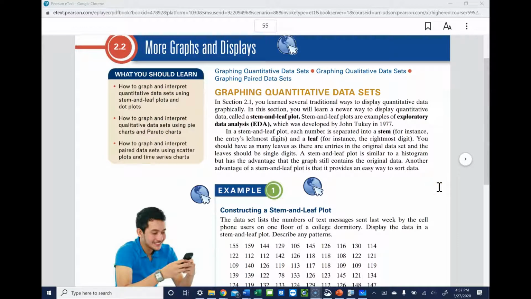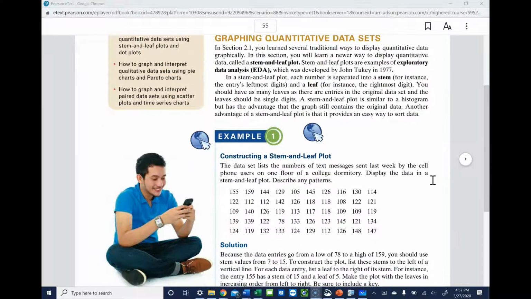We're on 2.2. 2.2 is more and more of what we did in 2.1. It's just more graphs and displays of statistical data. The first thing we talk about here is a stem and leaf plot. It's an example of exploratory data analysis. It was developed by John Tukey in 1977, and the data is separated into stems and leaves.